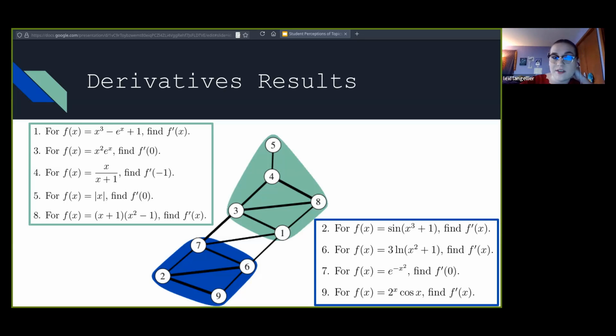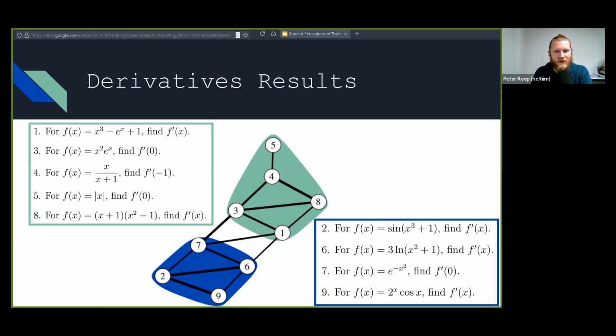So these were the results for the derivatives. It was more based on how they were solving these problems. You can also see that this one is a lot more interconnected than the limit one was. They have derivatives not existing, they have the chain rule grouped together, trig functions grouped together, and then exponential including ln. So this was different than the limit one with how they decided to group them.